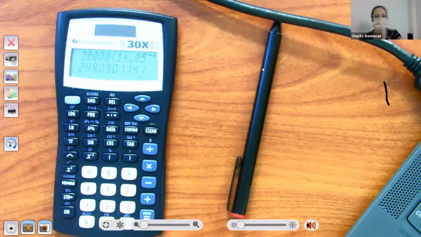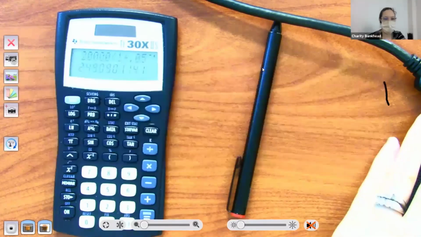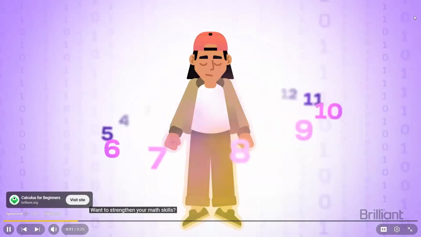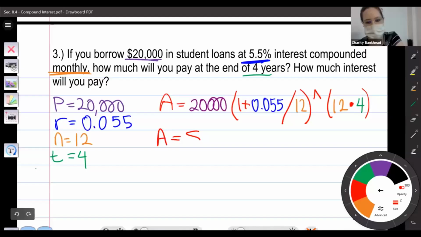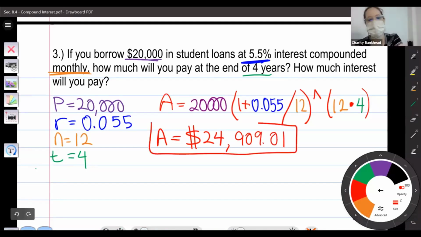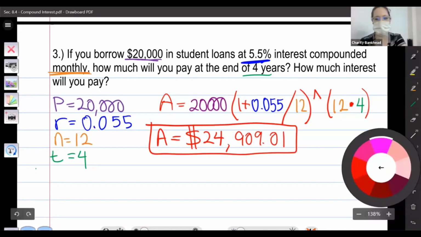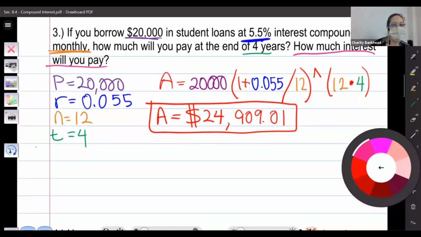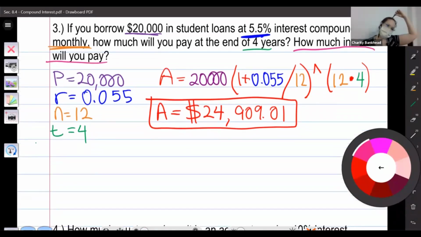$24,909.01. And that is the total amount that would be owed. And then how much of that is interest? So you borrowed 20,000. So the rest of that is the interest. So all you need to do is just subtract the principal from that answer that we just got.